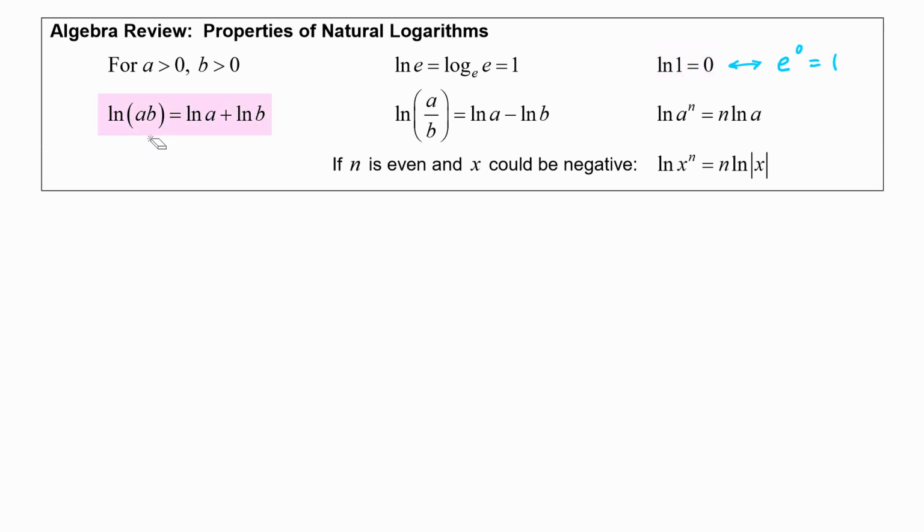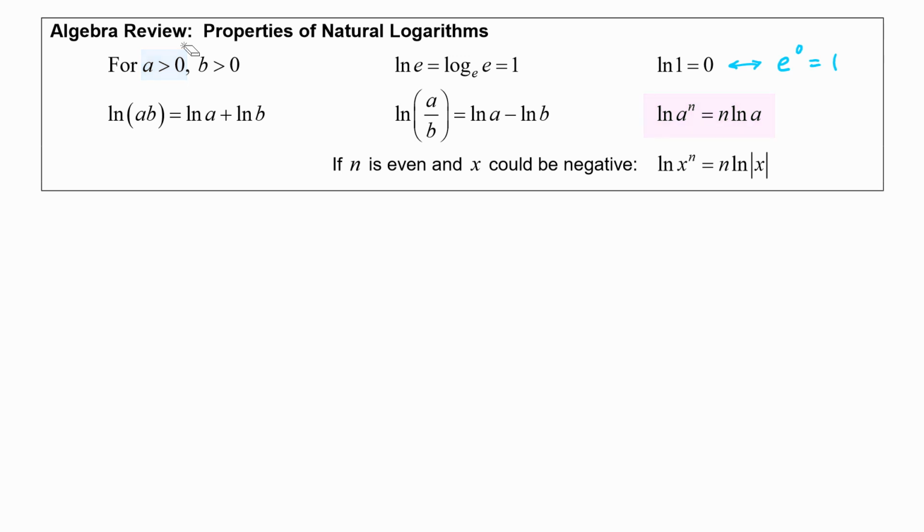Here, the natural log of a times b turns into the natural log of a plus the natural log of b. The natural log of a divided by b is equal to natural log of a minus natural log of b. And the natural log of a to the n power is equal to n times the log of a. Now remember, this will work as long as a is positive.